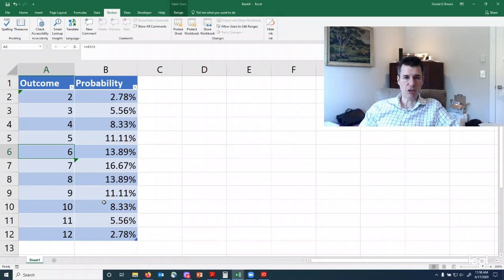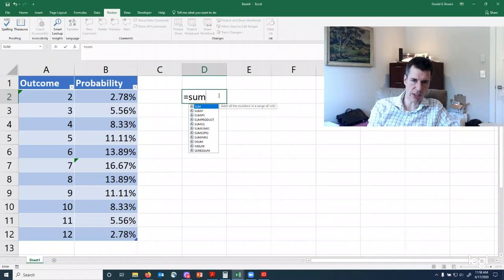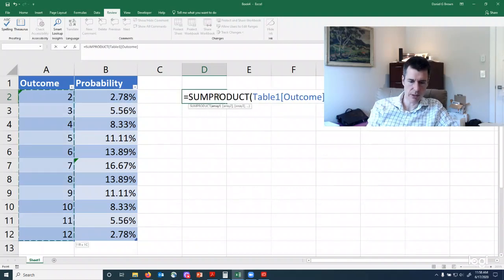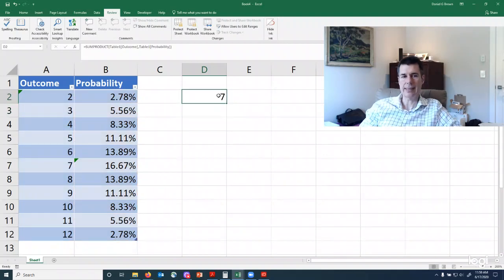So, expected value is simply the sum of the possible outcomes times the probability of that outcome. So we can do the sum product of the outcomes and times the probability of those. And we get 7.